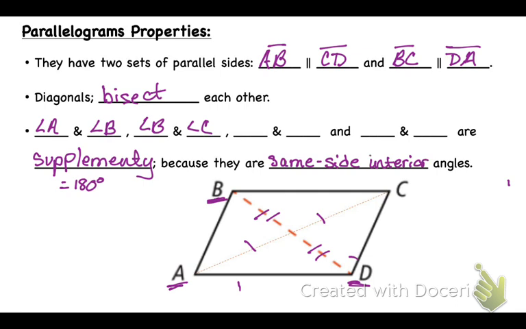So let's finish this up. B and C, C and D, D and A. So when we are doing this, the parts are either equal because they're congruent, yes? Or plus equals 180 because they're supplementary.